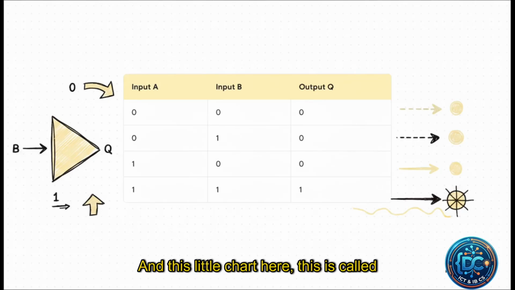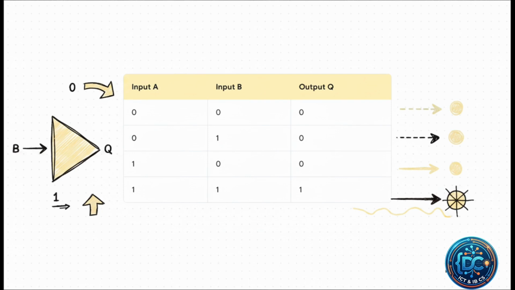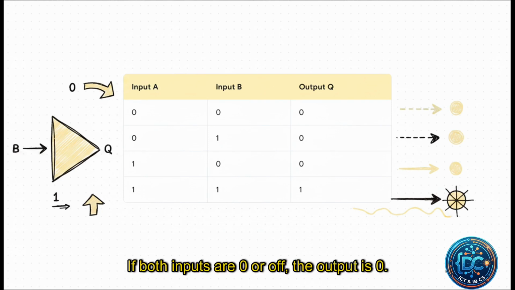And this little chart here, this is called a truth table. It just shows every single possible outcome. So let's take a look. If both inputs are 0 or off, the output is 0. Makes sense. Now look at the next 2 rows.